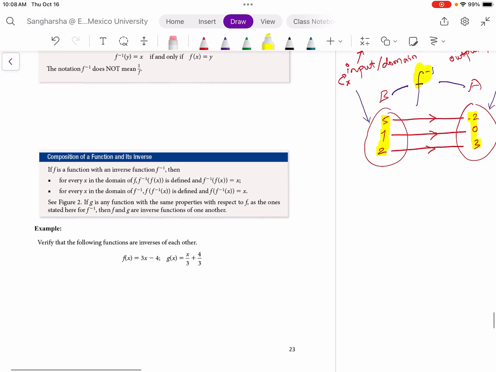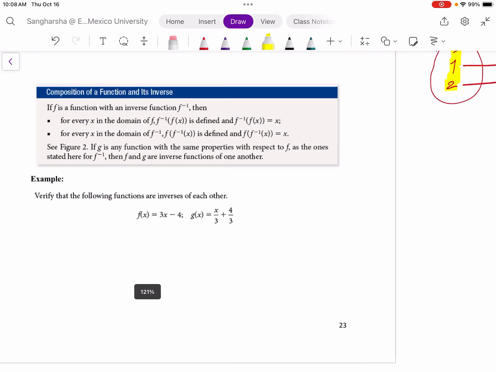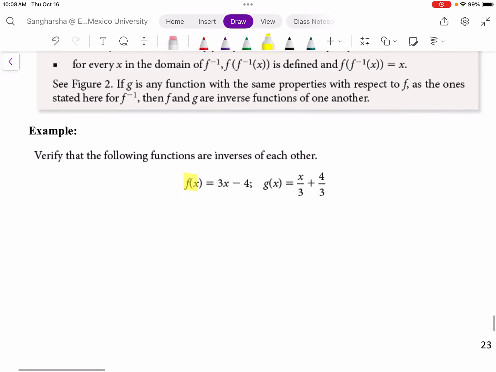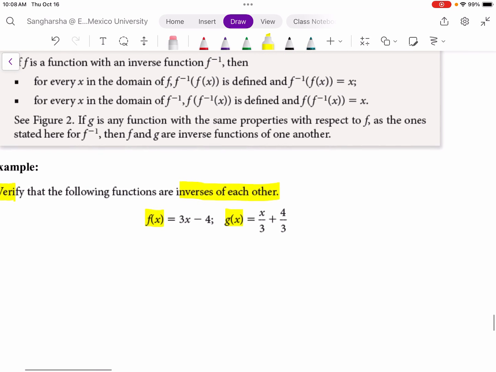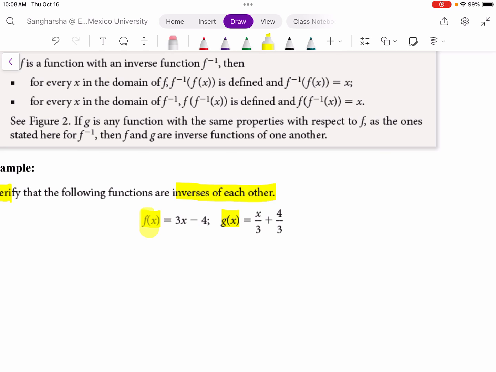Okay, now here we have an example. So we have a function f of x, we have a g of x function, and we are asked to verify that these two functions are inverse of each other. Again, we want to check whether these two functions are inverse of each other or not. It means the inverse of function f is g of x, and the inverse of g of x is f of x. That's what we need to prove.